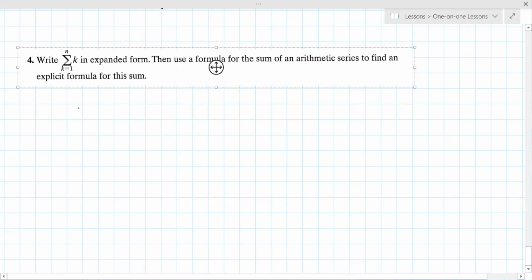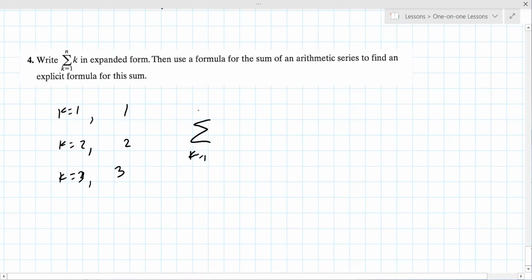So expanded form means like, okay, let's let k equal 1. That's 1. k equals 2. That's 2. k equals 3. That's 3. So this sigma k equals 1 to n of k is 1 plus 2 plus 3 plus, and you have to do enough of these until you figure out the pattern. You're just putting the value for k in here, dot dot dot plus n. So would it just be n plus 1 then? Or no, we have to figure out what this adds up to.